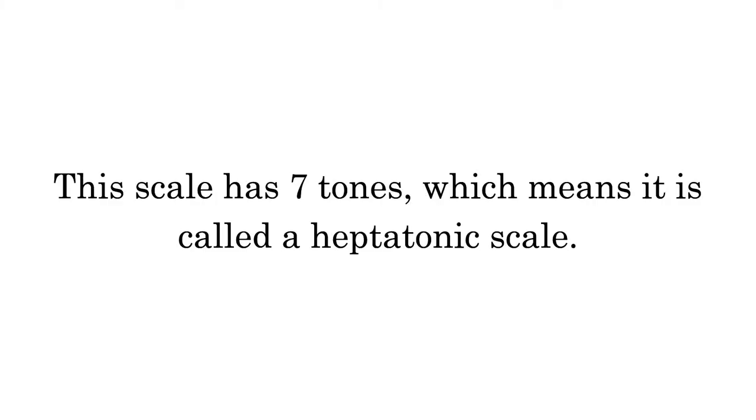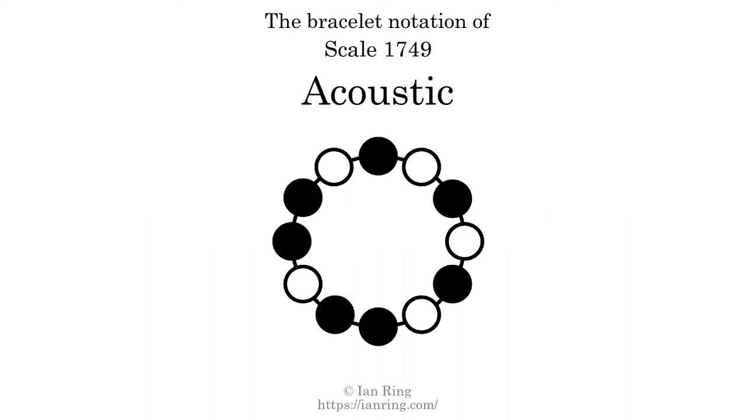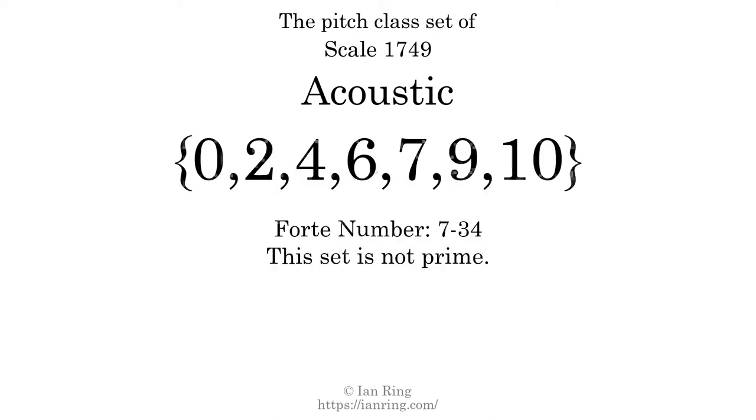This scale has 7 tones, which means it is called a heptatonic scale. This is a bracelet notation diagram of scale 1749. The shaded circles represent tones that appear in the scale, and they are read clockwise, starting at the top. The pitch class set for this scale is 0, 2, 4, 6, 7, 9, 10. The forte class is 7-34. This set is not prime.